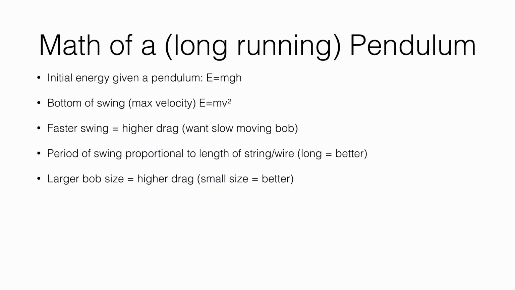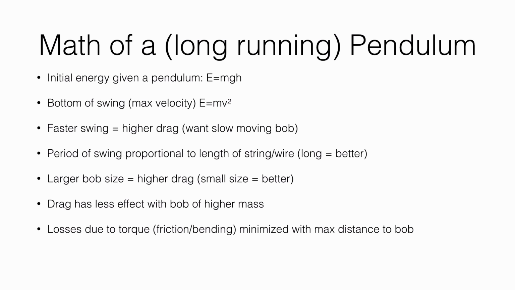Also, the larger the bob size is, the bigger the drag with the air. So we want as small a bob as possible. And the drag has less of an effect with a bob of higher mass because of momentum. There's also torque, either frictional bending torque or frictional torque, and this is also going to be minimized with the greater distance to the bob, like the length of the bob's support.